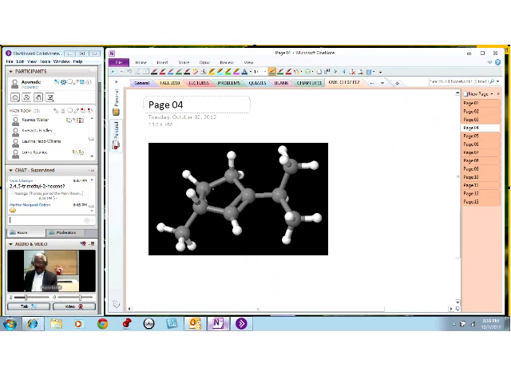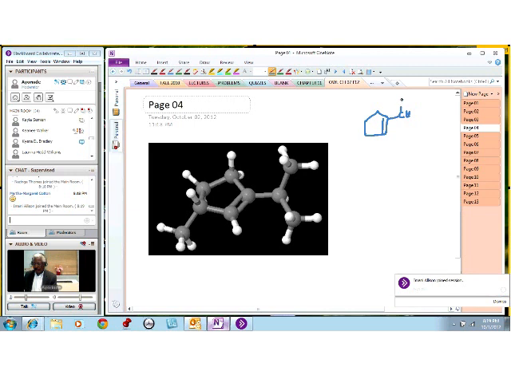Okay, how about this? How do we name this? Let me go ahead and write this structure here. We have a 5-member ring. The double bond is right here. So let us say the double bond is here, and then we have the isopropyl group right here. And then on this carbon here, we have a methyl group.